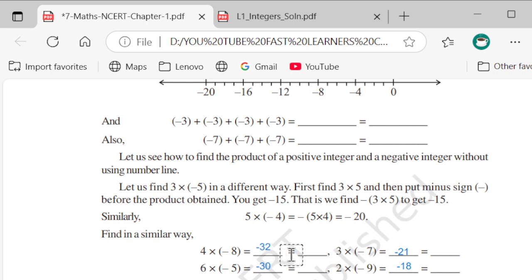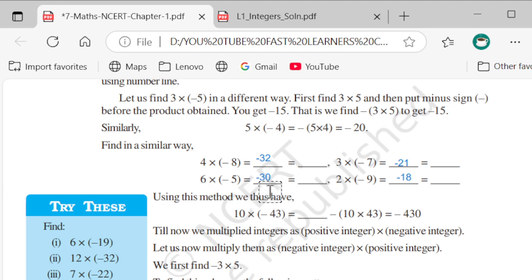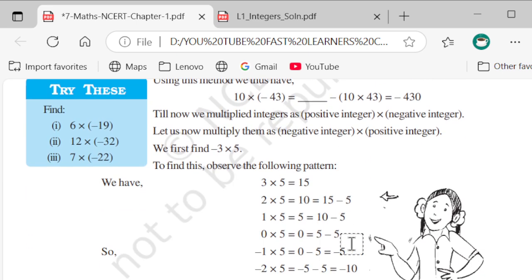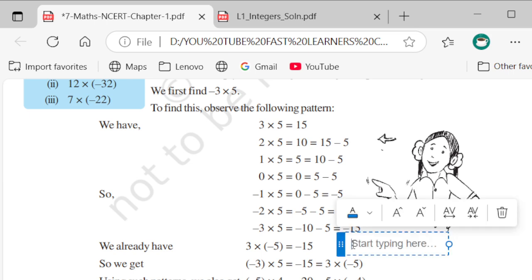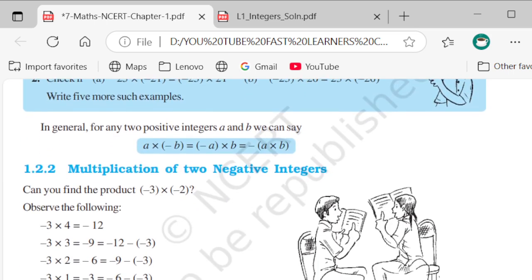Here 4 into minus 8 will give you minus 32, 6 into minus 5 will give you minus 30, 3 multiplied by minus 7 will be minus 21, and 2 multiplied by minus 9 will be minus 18. Here also 10 multiplied by minus 43 will give you minus 430. Here everywhere, with one positive and one negative, the answer will be negative only.